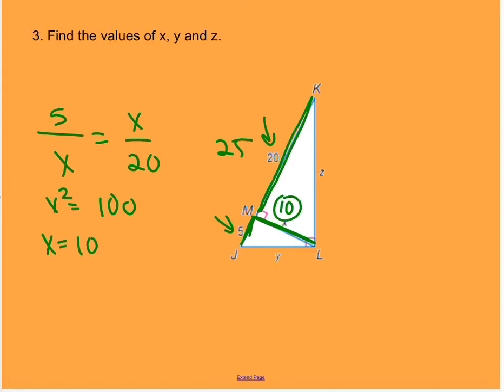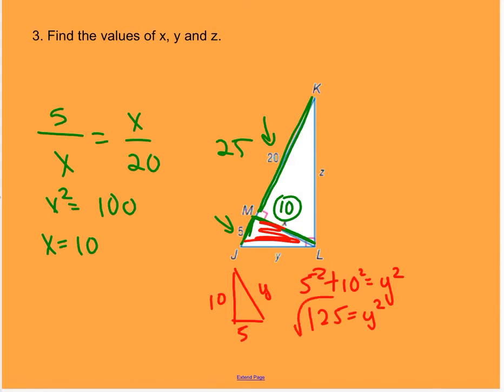Fine. Now it becomes a matter of using Pythagorean theorem twice. For this triangle down here in red, it's a right triangle where this is 5, this is 10. We got to figure out how big y is. So I go 5 squared plus 10 squared equals y squared. So that's going to be 125. Square root of 125 is going to be just over 11. So it's 11.18.